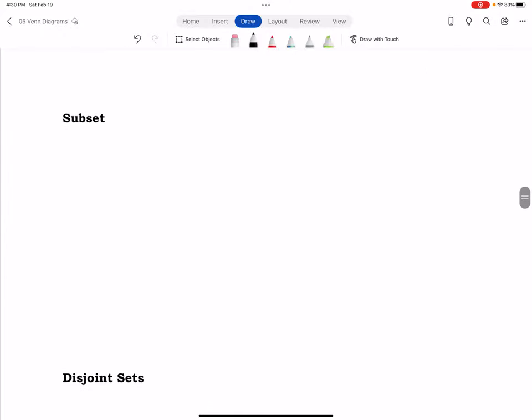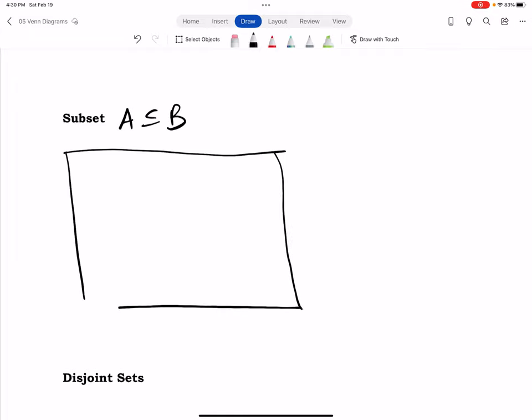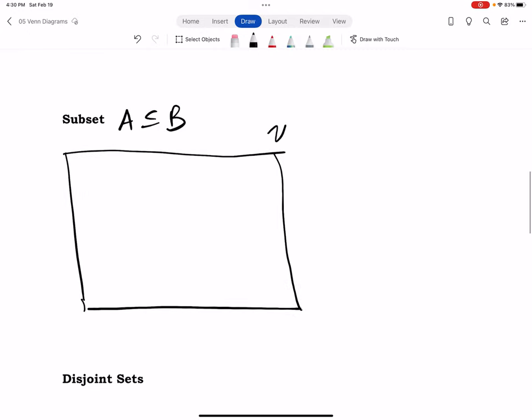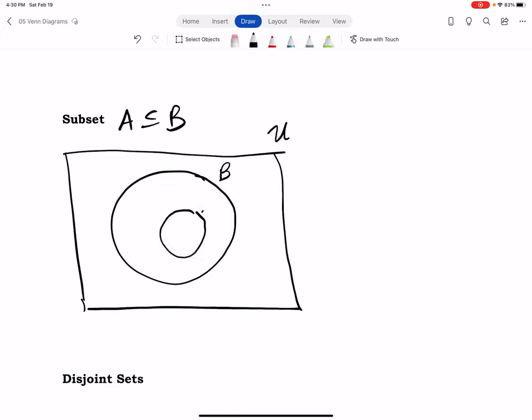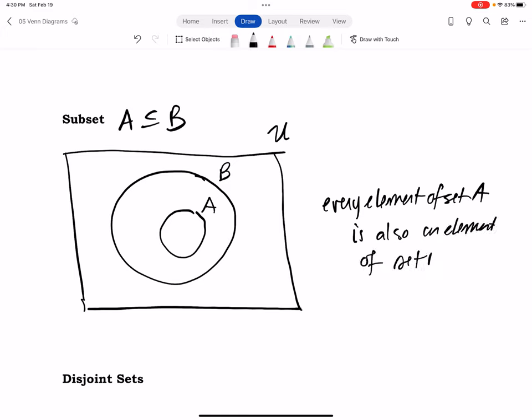So what would a Venn diagram look like if A was a subset of B? So we know we need two circles. We need a circle A and we need a circle B. We need the rectangle on the outside to represent the universe. B is my big circle, and A is entirely contained inside circle B, because every element of set A is also an element of set B.